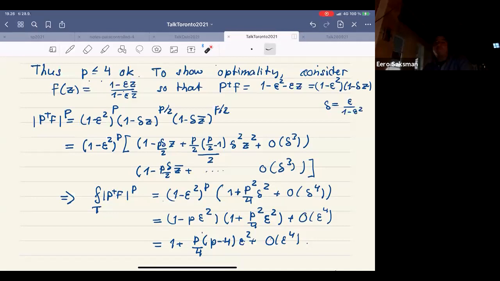To show optimality, you apply this kind of simple function: f(z) equals (1 minus epsilon z) over (1 minus epsilon z bar). Now the good thing about this P plus f is that it is just a first degree polynomial. And that delta equals epsilon over 1 minus epsilon squared.